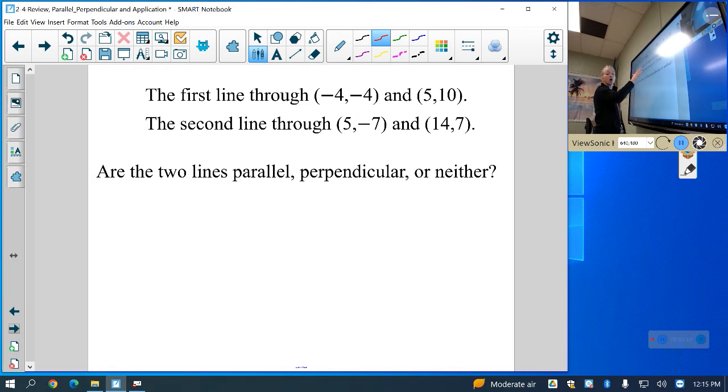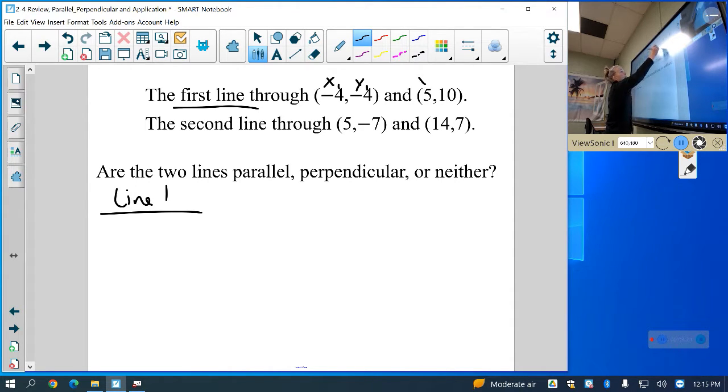So we need to find the slope of these two lines. You can find the entire equation, but you don't have to. We can just go ahead and just find the slope. So let's talk about line 1. So here's my line 1. I need to find the slope. So this is x1, y1. This is x2, y2.